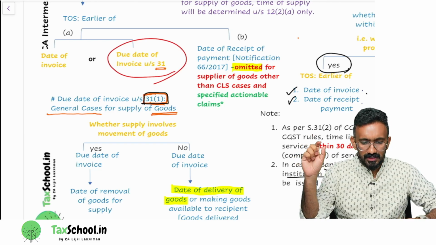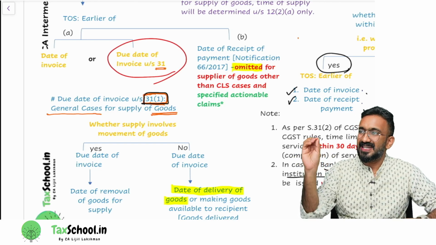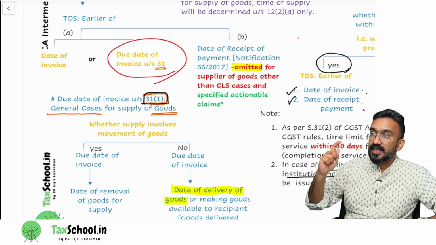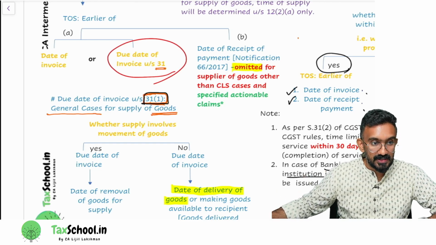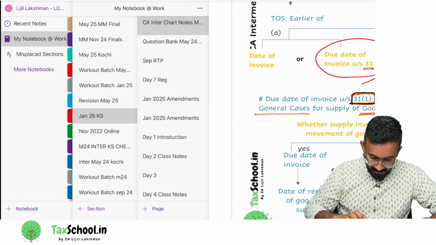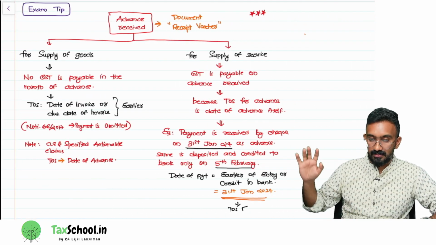So you look at section 12 subsection 2, date of receipt of payment is omitted except for what cases? Except for composition levy scheme cases and specified actionable claims. So we can say in the summary that I have kept it like this. Look at the summary here.